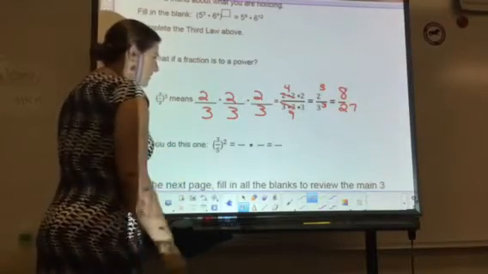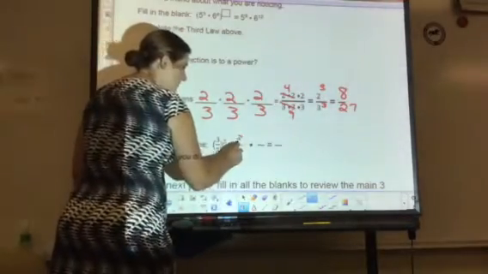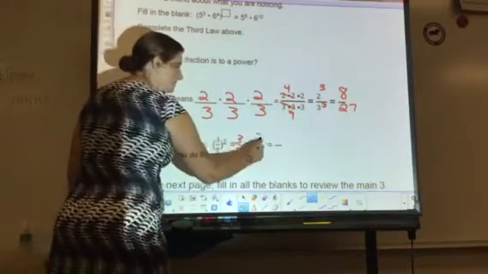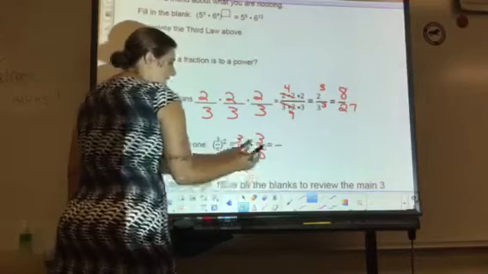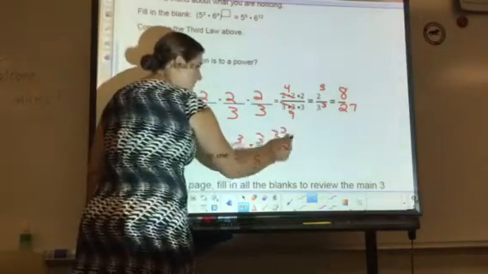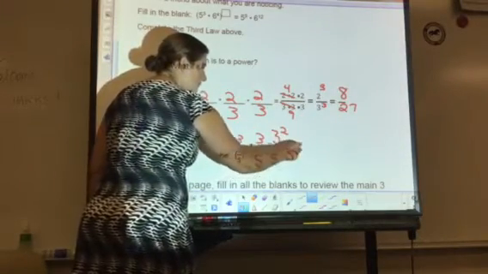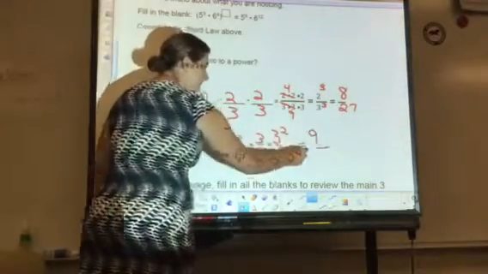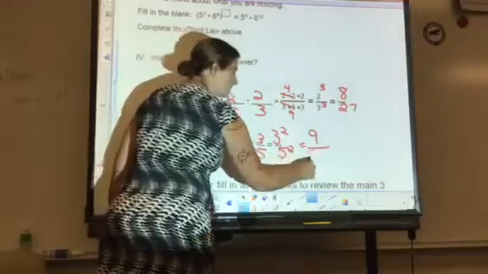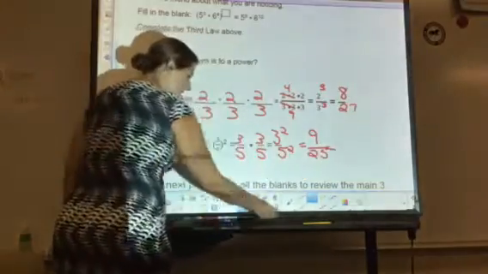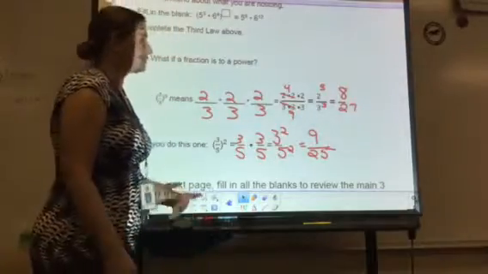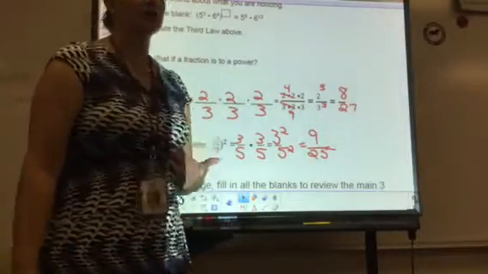3/5 to the 2nd power. That means 3/5 is multiplying how many times? Twice. So I need 2 3/5s. I can write that as 3 squared over 5 squared, and I can work it out. 3 times 3 is 9. 5 times 5 is 25. Got it?